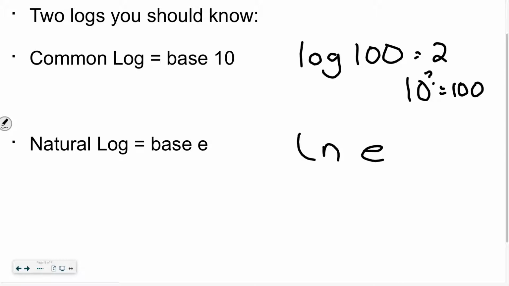If I wrote the natural log of E, what is the base right here? E. So we're wondering, E to what exponent equals E? The answer would be 1. So the natural log of E is 1.